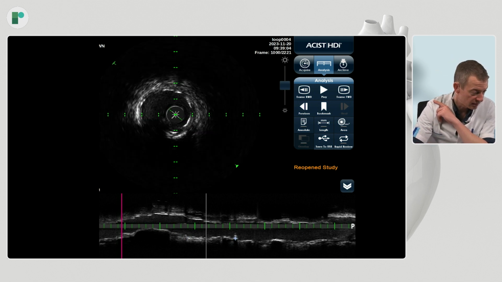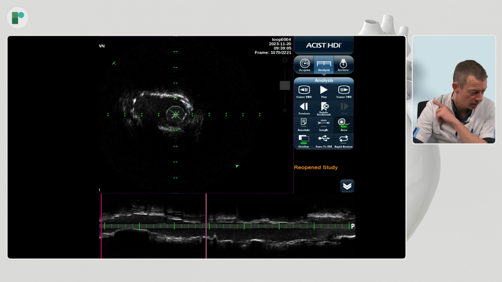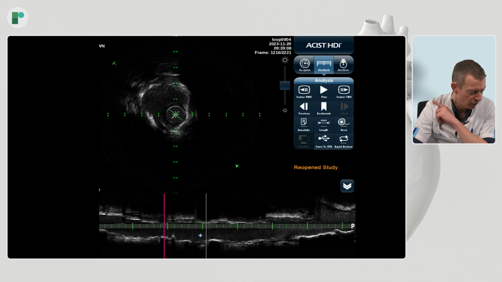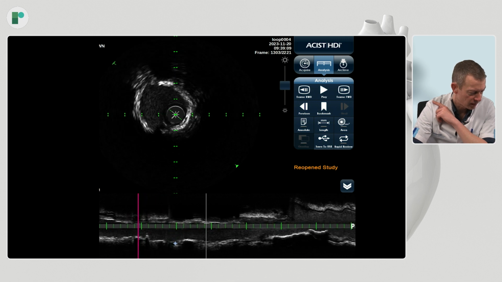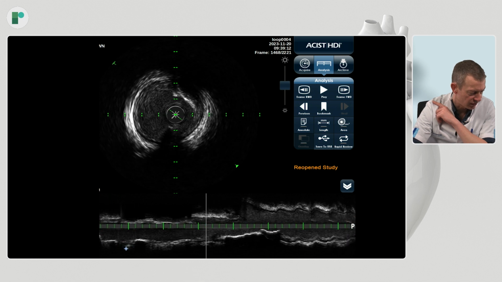So we did that. Here also some eccentricity, but a significant lumen. 5.5. Not excellent, but acceptable given the enormous amount of plaque. And then we look at the proximal edge. Calcium, calcium, calcium. And here we are out of the stent. So here again, he can measure the distal edge. See, here is some plaque, also again less than 50%.